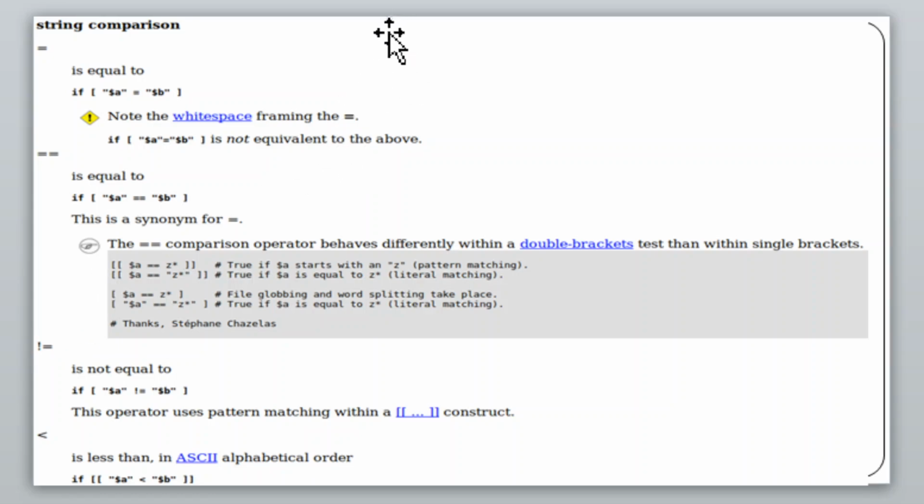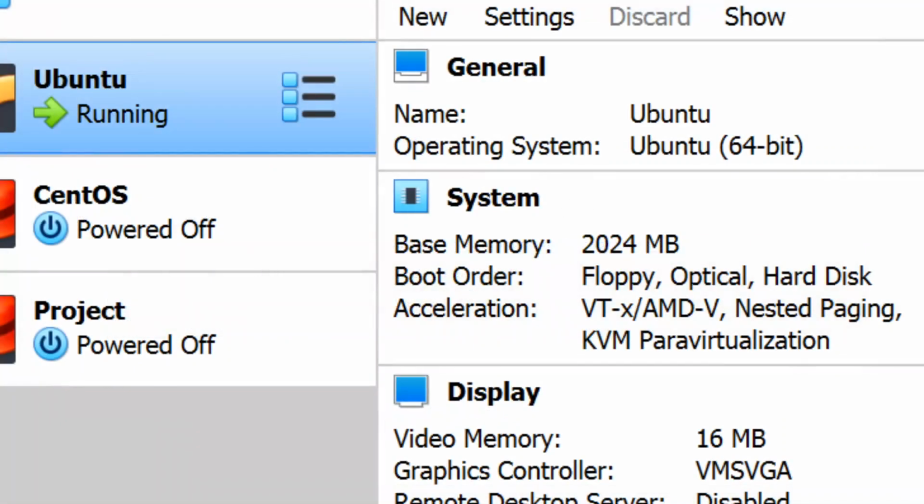But let's go ahead and talk about comparing strings, which we can do inside of single square brackets or double square brackets. The first one's just going to be an equal sign, which means is equal to. So if I do if, square bracket, quotation mark, $a, quotation mark, space, equals, space, quotation mark, $b, quotation mark, space, square bracket, that simply means if A is equal to B. Do take note of the white space surrounding the equal sign in between the two. If there's no white space there, that does not mean the same thing as this above here. And I'll show you that on a virtual box just so you can see it a little bit more clearly.